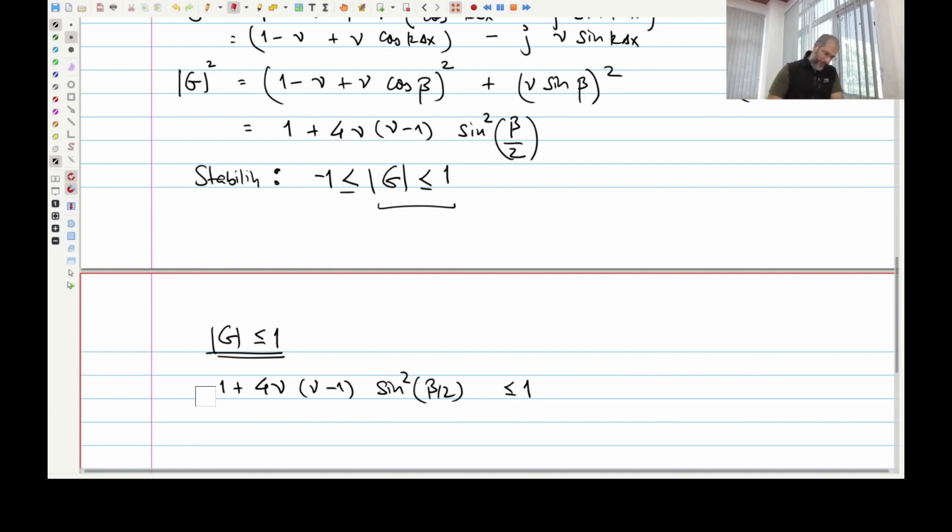So this basically becomes nu times nu minus 1 times sine squared beta by 2 is less than or equal to 0. We subtract 1 from each side and then divide by 4. So this is the condition we get. Now sine squared beta by 2 is a positive quantity, and we are saying that the left hand side has to be less than or equal to 0. So the only way this can be less than or equal to 0 is that nu times nu minus 1 is less than or equal to 0.